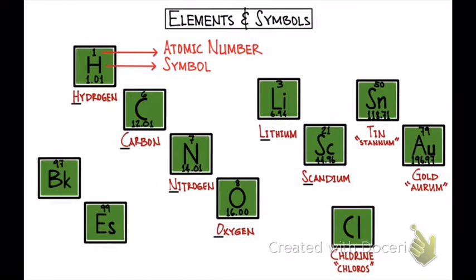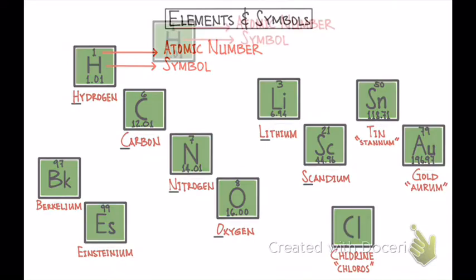Other symbols are based off of the place where they were discovered. For example, Bk is berkelium, which is the element that was discovered in Berkeley National Lab. And then we also have einsteinium, which is named after Albert Einstein. Other elements that are named after famous scientists are curium and seaborgium.